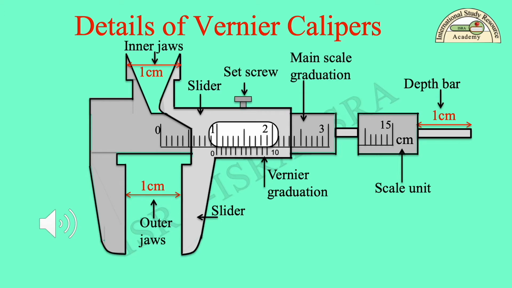10 vernier graduations are also marked on the slider bar. Vernier divisions are appearing on the slider bar below the main scale graduation. This slider can be fixed with a set screw as shown in the diagram. Depth bar is also visible to you. You can read this instrument as 1 centimeter length as shown in this diagram. Maximum length of measurement 15 centimeter is shown on the fixed jaw bar scale.